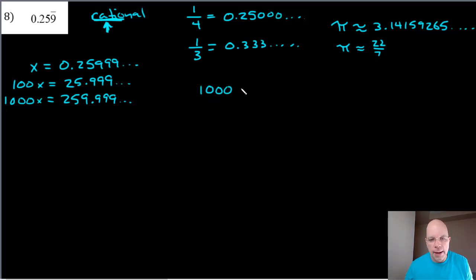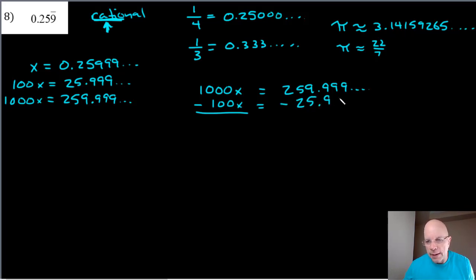1000x minus 100x will be equal to 1000x, which is 259.999 repeating, and 100x, which we're subtracting away, is 25.999 repeating.